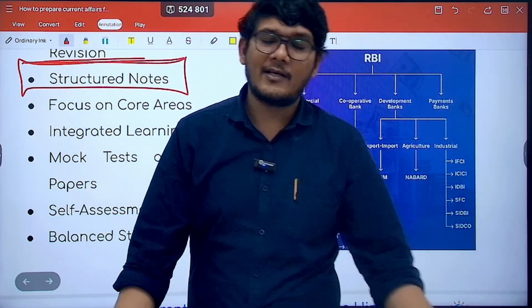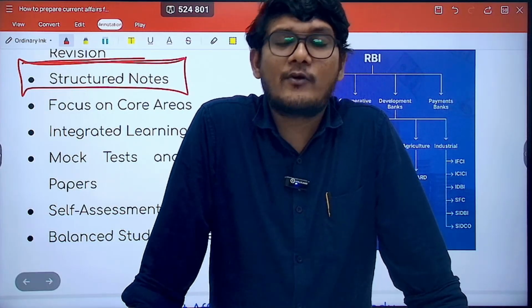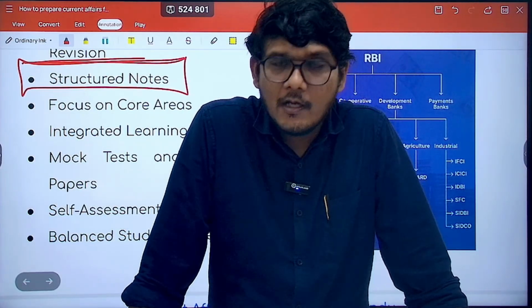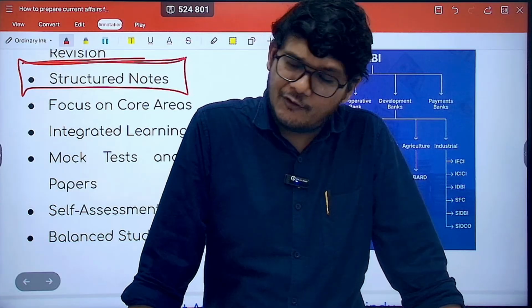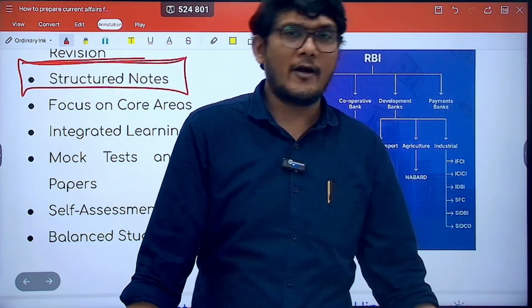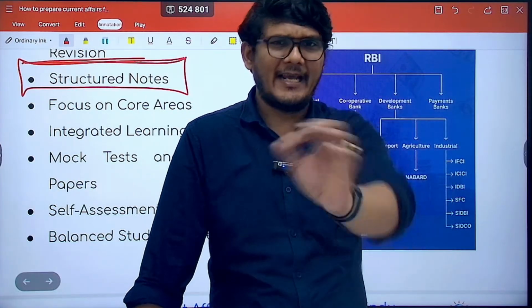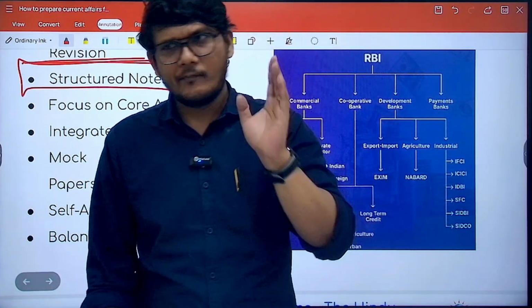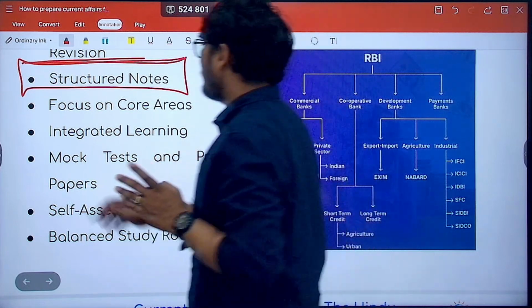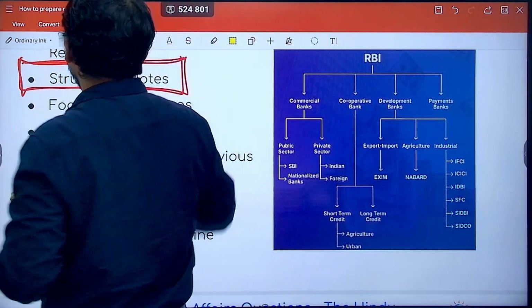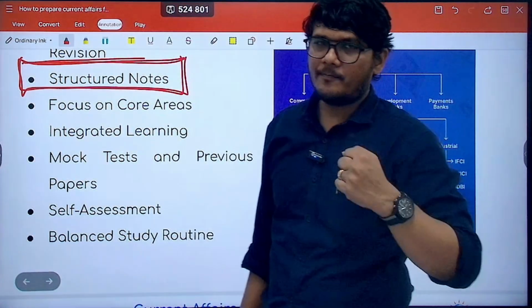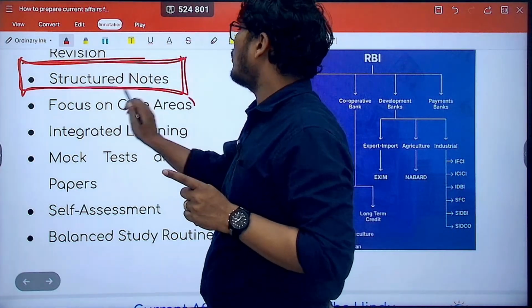Now, note making does not necessarily mean that every single time you are writing everything by hand. The notes can be made electronically or digitally also. Part of it can be handwritten, and a part of it can be underlining, highlighting, and so forth. So you have to have structured notes.